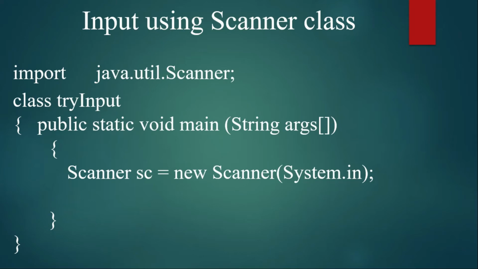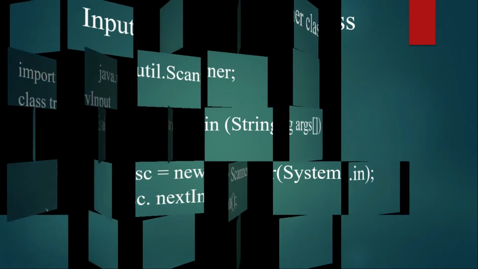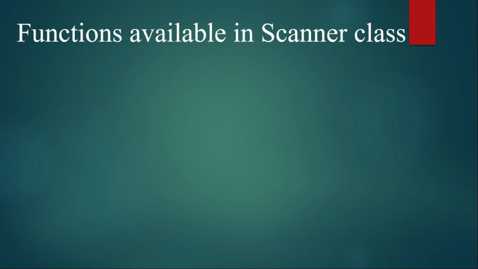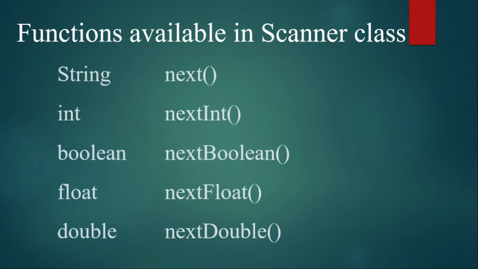Suppose we want to input an integer value. The function available is nextInt. So we write int n equal to sc.nextInt. There are many functions available in the Scanner class which let us input various data types. For inputting a string value, the function given is next. For integer, it is nextInt. For boolean, it's nextBoolean. For float, nextFloat. And for double, nextDouble. Please note that there is no function available to input a single character.